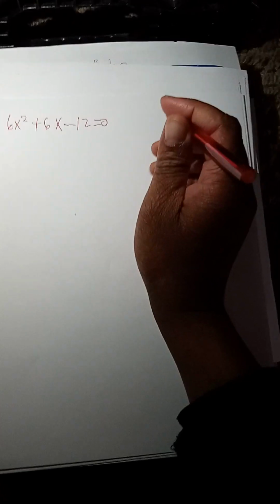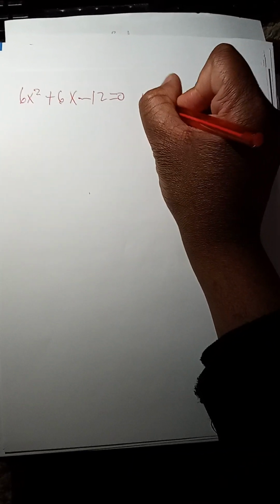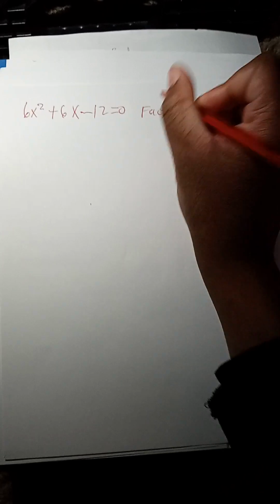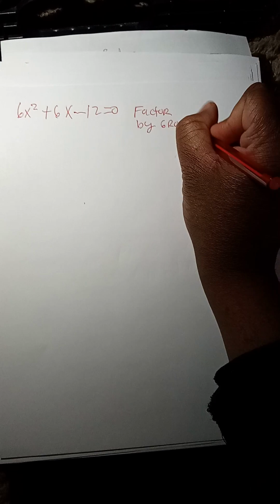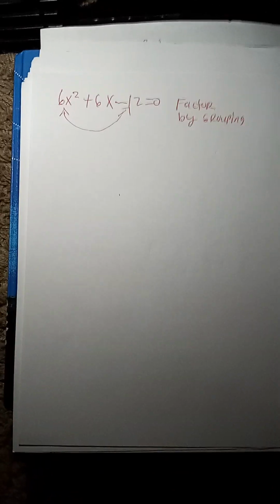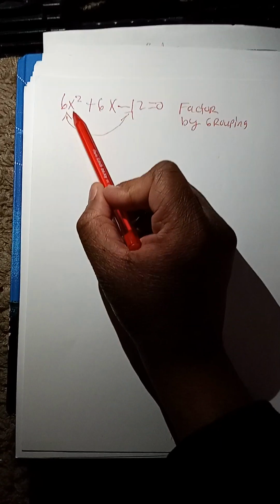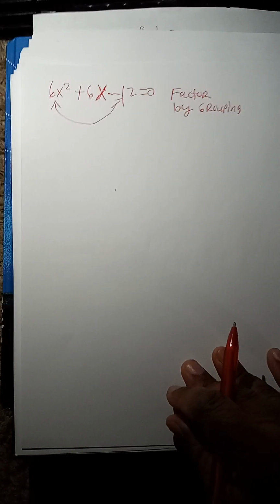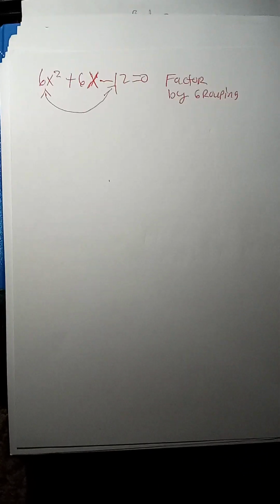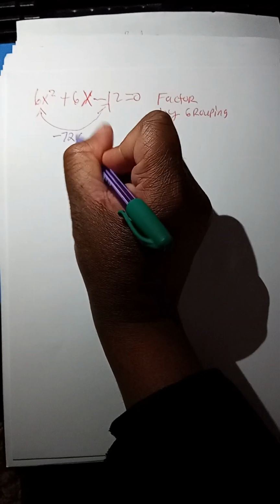So we need to factor here. We need to factor by grouping. So we need to multiply the first and third terms of this trinomial here. A trinomial has 3 terms. 6x squared is term number 1. 6x is term number 2. And minus 12 is a constant, that is term number 3. So 6x squared times negative 12 is negative 72x squared.